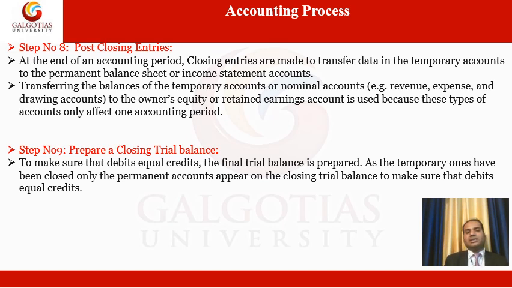The ninth step of the accounting process is to prepare a closing trial balance. What does it mean, guys? To make sure that debit equals credit, the final trial balance is prepared as the temporary accounts have been closed. Only the permanent accounts appear on the closing trial balance to make sure that debits equal credits, right? I hope it is clear to everybody.